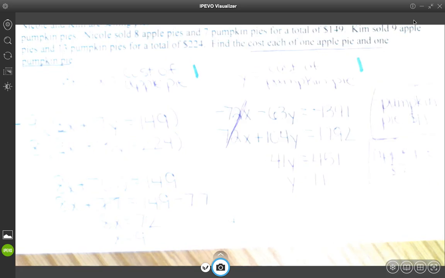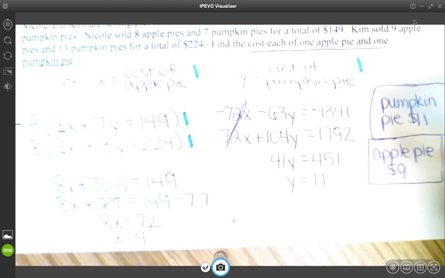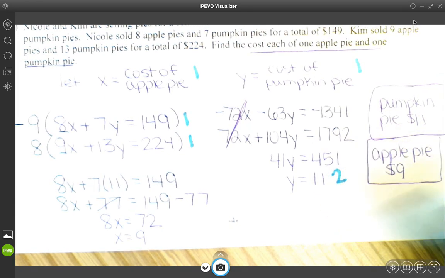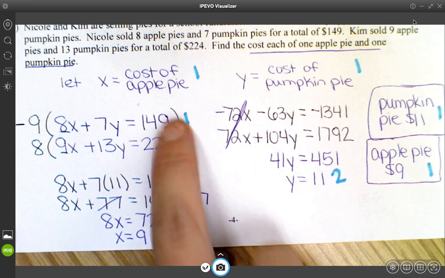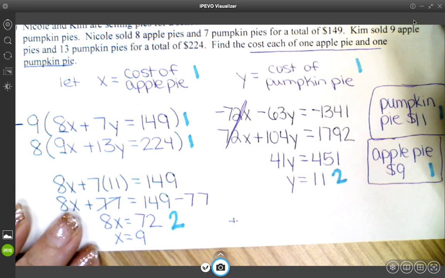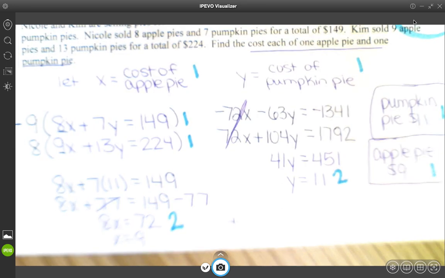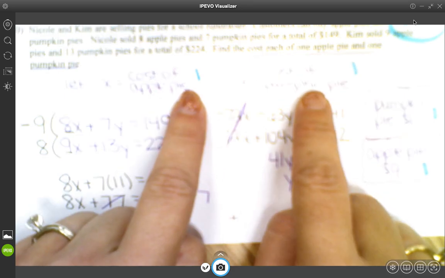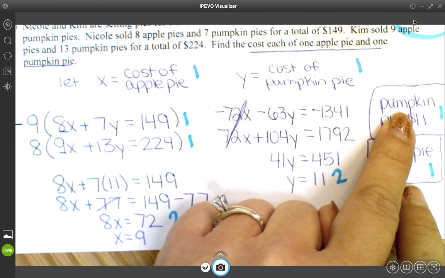Then you will get a point for writing each equation. You will get 2 points for solving the first variable, 2 points for solving these, and then a point for each label. So how many points is this question worth? 10. They are worth 10 points apiece. And guess what? 4 of them are labeling. So 4 of the points, you get 2 points for labeling your X's and Y's and 2 points for labeling at the end. So just think about it.